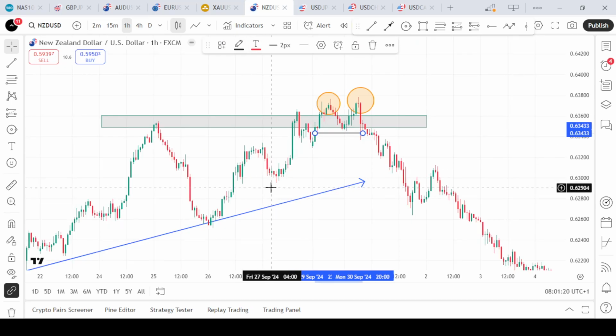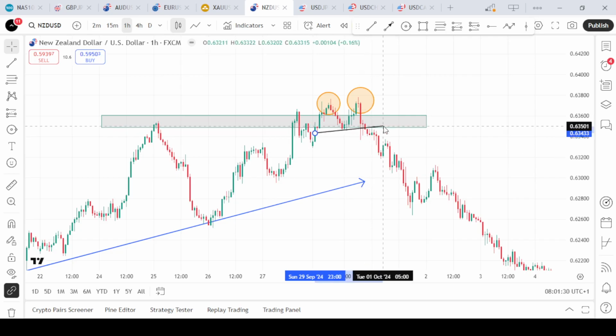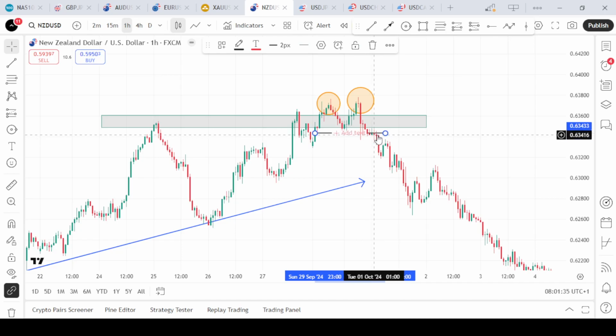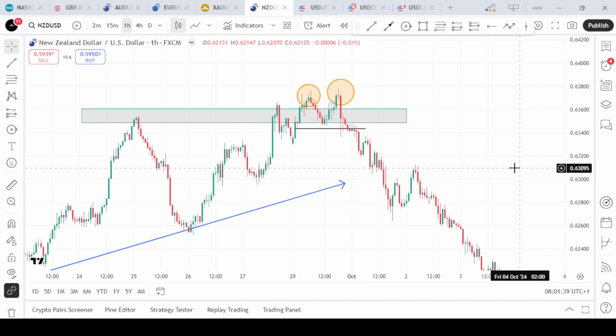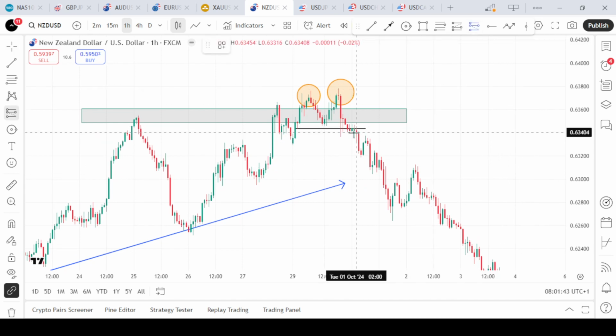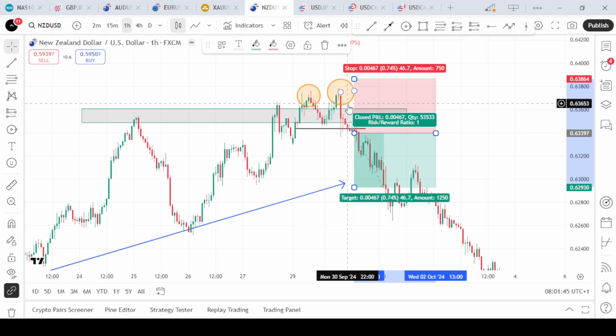we have to wait for price to test the resistance twice, which has already been marked out here. The key is to enter a short trade only when price breaks below the neckline. So this would be our neckline, and the moment price breaks below our neckline, this will be a good area to enter a short position. Once price has broken and closed below our neckline, you can enter your short position.